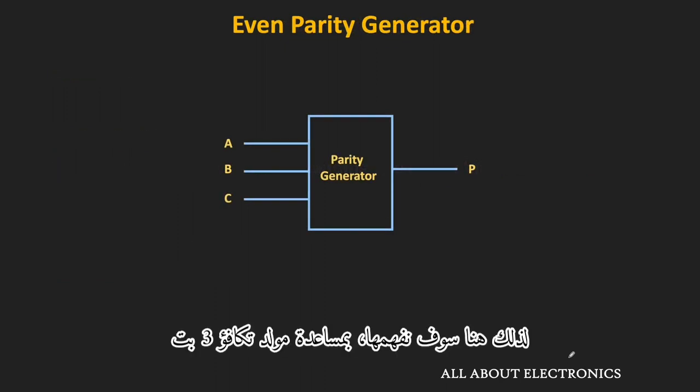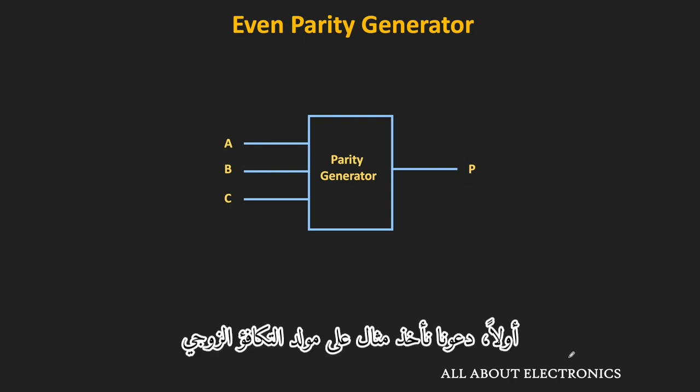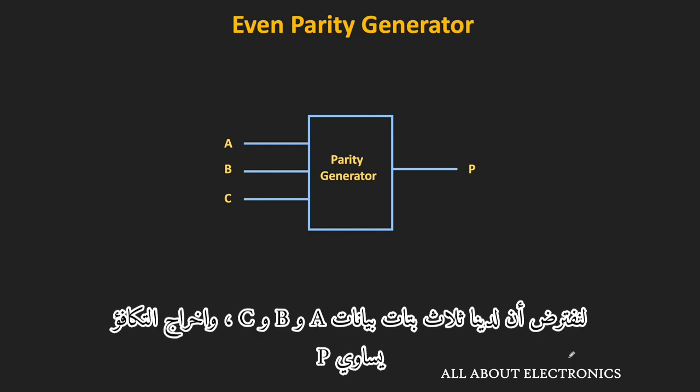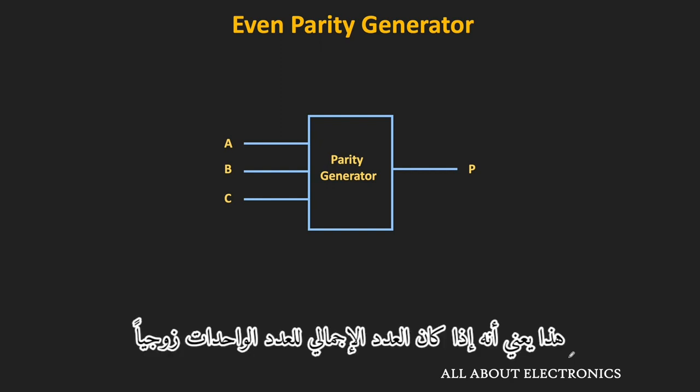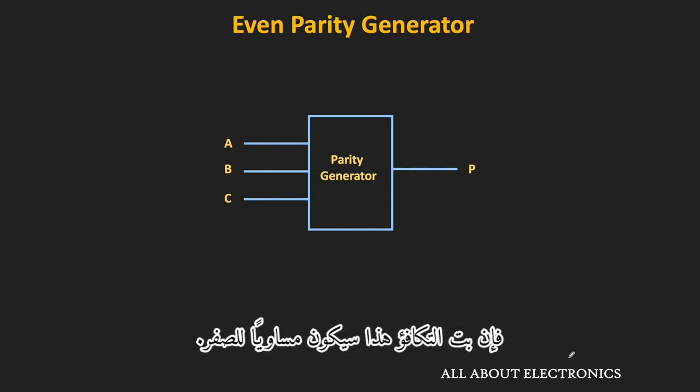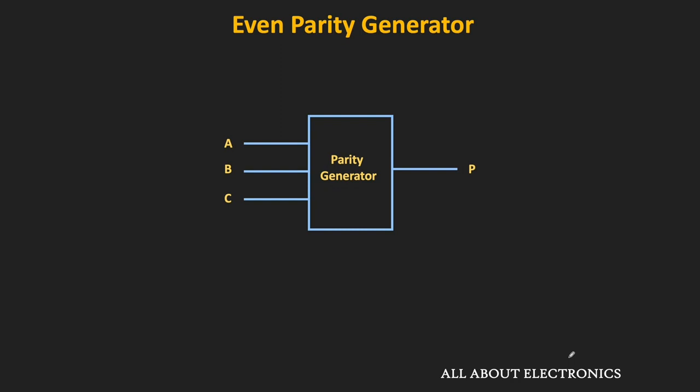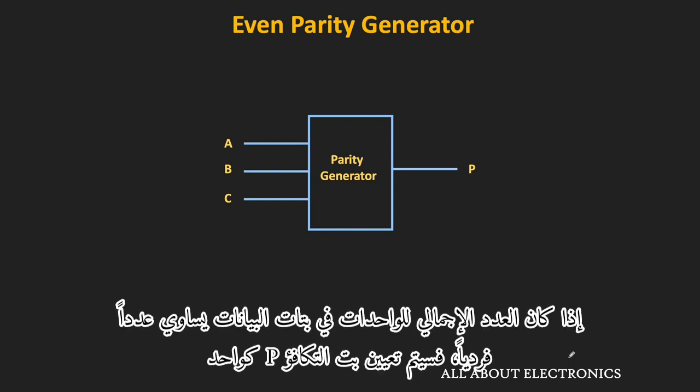So here, we will understand it with the help of a 3-bit parity generator. And first, let us take the example of the even parity generator. So let's say we have 3 data bits A, B and C, and the output parity is equal to P. So based on the data bits, this parity bit will be generated. That means if the total number of ones is even, then this parity bit will be equal to 0. On the other hand, if the total number of ones in the data bits is equal to odd, then this parity bit P will be set as 1.